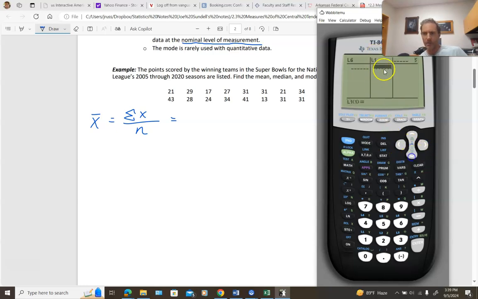Okay, so I'm going to input these data. So 21, each time you just hit enter. 29, 17, 27, we've got two 31s. So 31 might end up being our mode just by looking at this data.